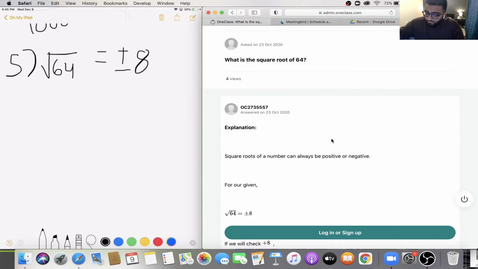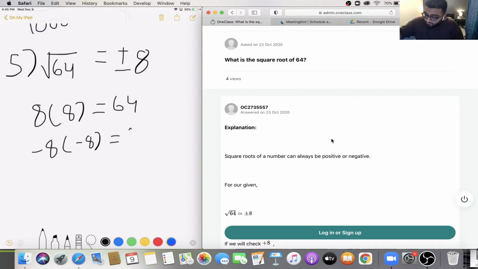And we can check that by, so the square root is when this number times that number will equal 64. So you can just check that by 8 times 8, which is equal to 64, or negative 8 times negative 8, which is also equal to 64. But our square root numbers are usually positive, so our best answer to pick will be the positive 8.